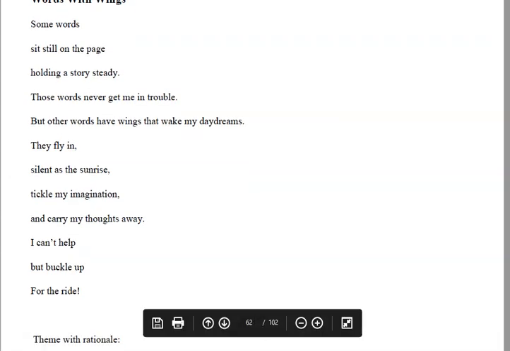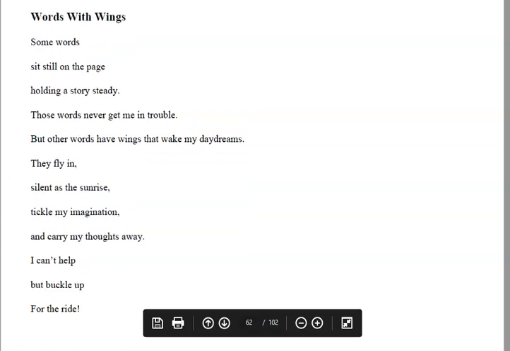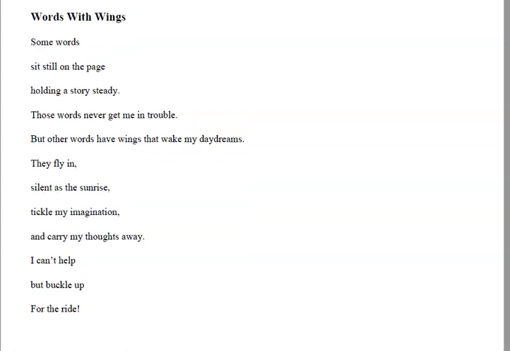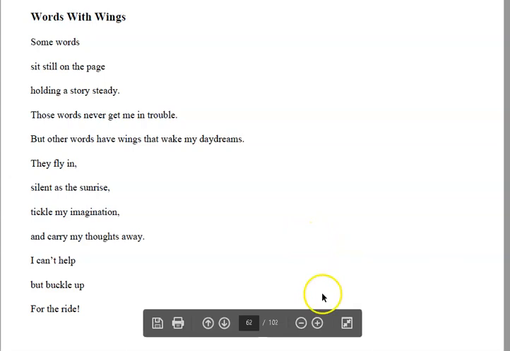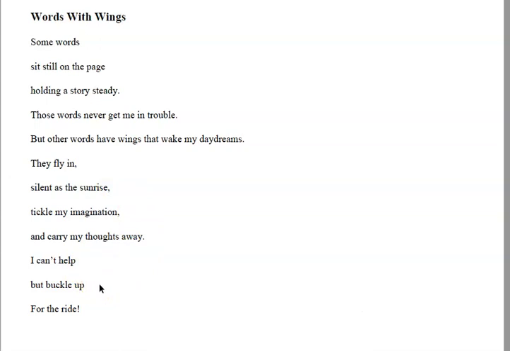So with this poem, you are going to be identifying your theme with rationale. With a theme, especially with poetry, pay attention to the tone. I know that Miss Egan read it in a certain way, but think about these powerful words. They fly in silent as sunrise, tickle my imagination, and carry my thoughts away. Here is some positive language. Down at the bottom, when she says, I can't help but buckle up for the ride, what does that say? If someone says, buckle up, let's go, that's that willingness, that kind of desire to do that.